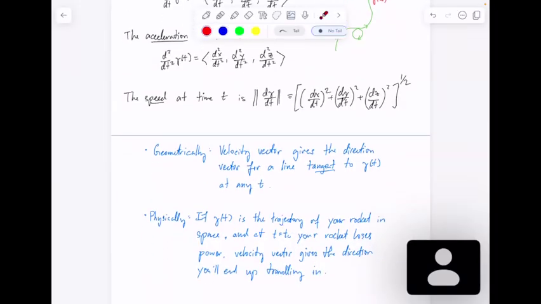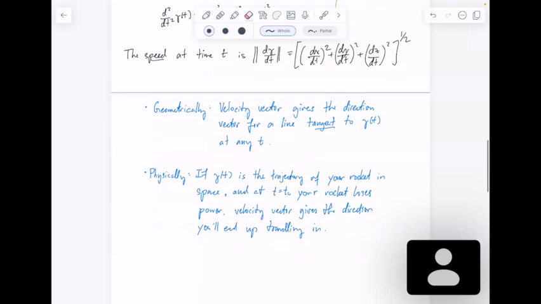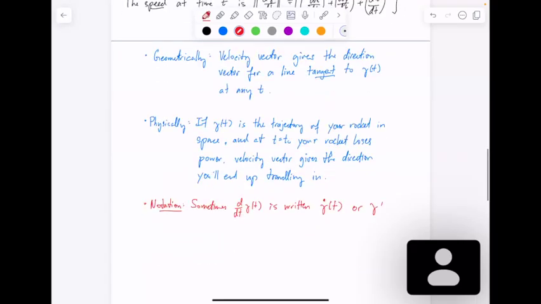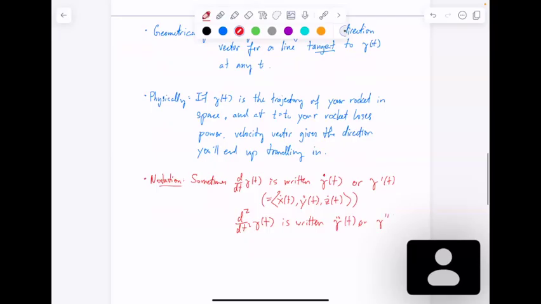Let me do a couple more notes on here. Notational differences: sometimes d/dt of gamma t is written gamma dot t or gamma prime t, which would then be equal to x dot, y dot, z dot. So dot here is just an abbreviation for one time derivative. And the second derivative would then be written gamma dot dot or gamma prime prime t.